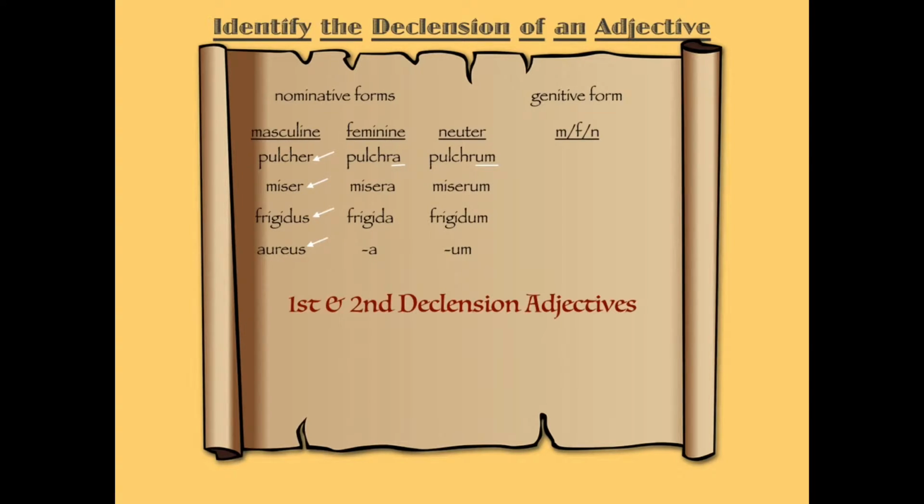Because these are adjectives that belong to first and second declension, they will use the same endings as first and second declension nouns. Whether they use first declension endings or second declension endings will depend upon the noun that they are describing. We will be talking more in depth about how adjectives describe nouns later on in our course. For now, remember that an adjective must have the same ending as the noun it describes.